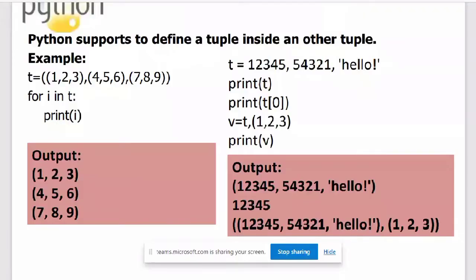Okay, so like how we have this nested list, you can have nested tuples also, right? Here you can see that we declared a tuple, which has 1, 2, 3, which is itself another tuple, and 4, 5, 6 is another tuple, and 7, 8, 9 is another tuple. That means a tuple T has 3 elements where each element is another tuple, right?